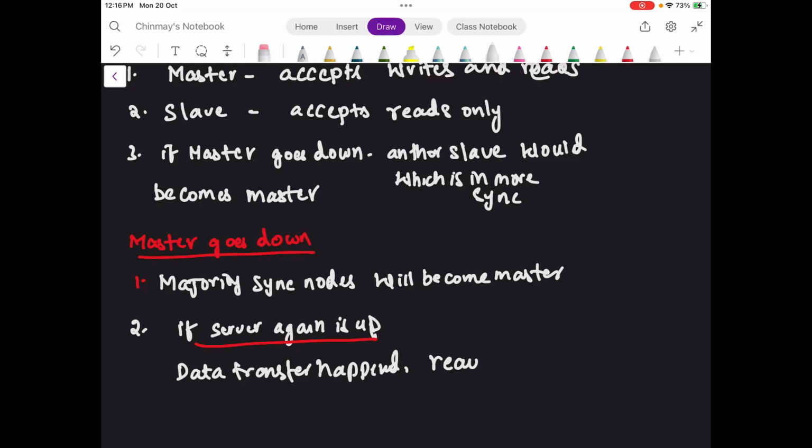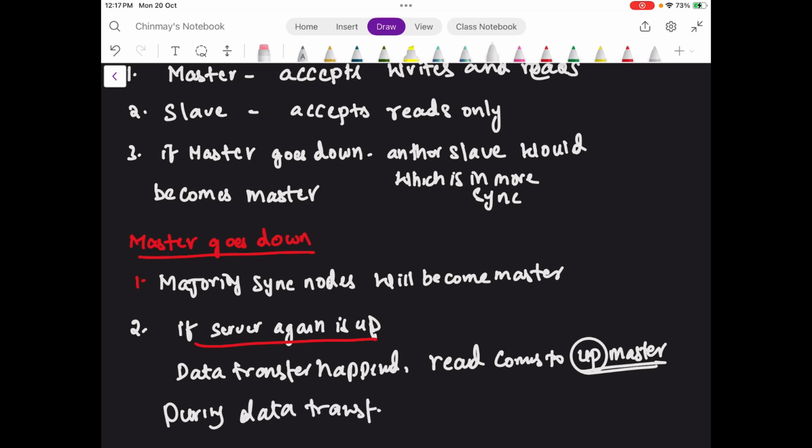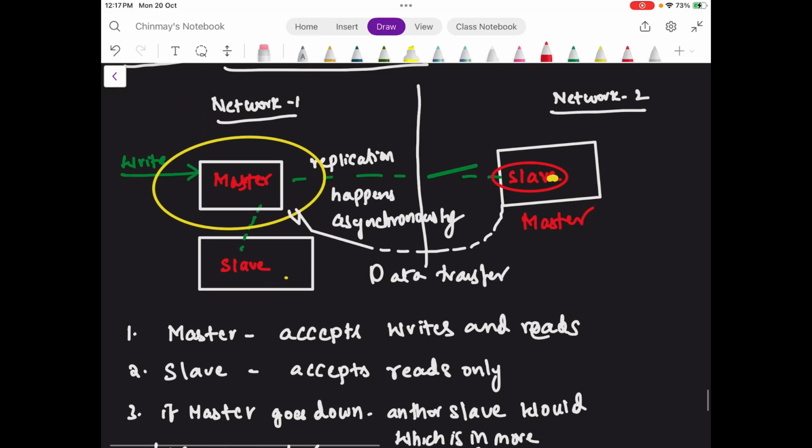If a read comes to the master which is up, during the data transfer, what happened? Consistency is compromised. Simple, right? There is a chance.